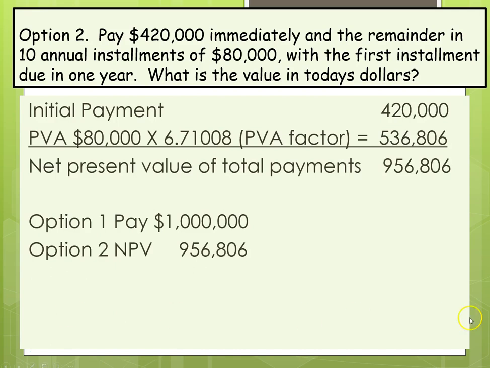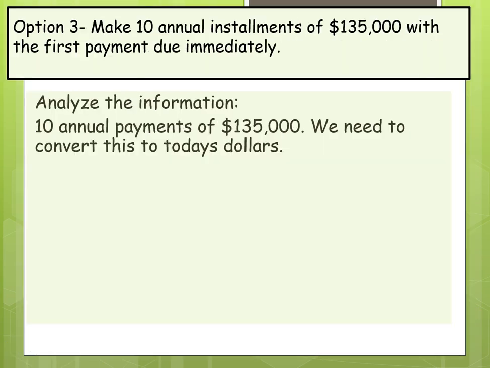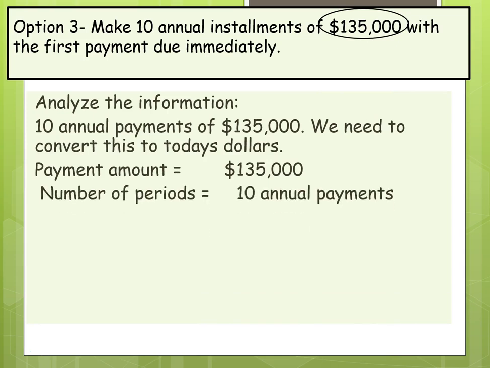Now we can go on to our next option. Our next option is to make 10 annual installments of $135,000, with the first payment due immediately. We need to convert this into today's dollars. The annual payment is $135,000. The number of periods is 10 because there are annual payments, and the interest rate is 8%. Since they're annual payments, it stays 8%, which is always given as an annual amount.